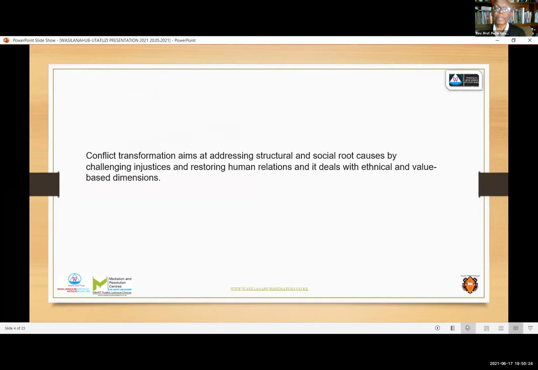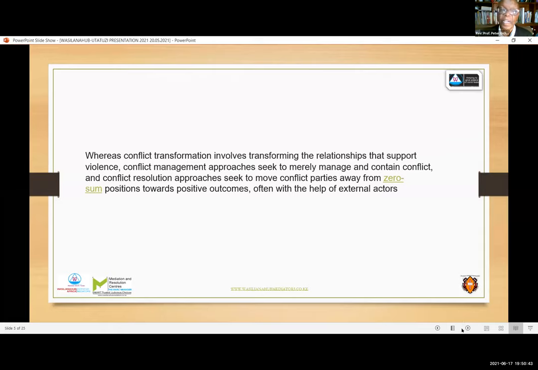Next slide. So conflict transformation aims at addressing structural and social root causes by challenging injustices and restoring human relations, and it deals with the ethical and value-based dimensions. Whereas conflict transformation involves transforming the relationships that support violence, conflict management, as I've said, seeks to merely manage and contain conflict. And conflict resolution approaches seek to move conflict parties away from what we call zero-sum positions towards positive outcomes, often with the help of external actors.